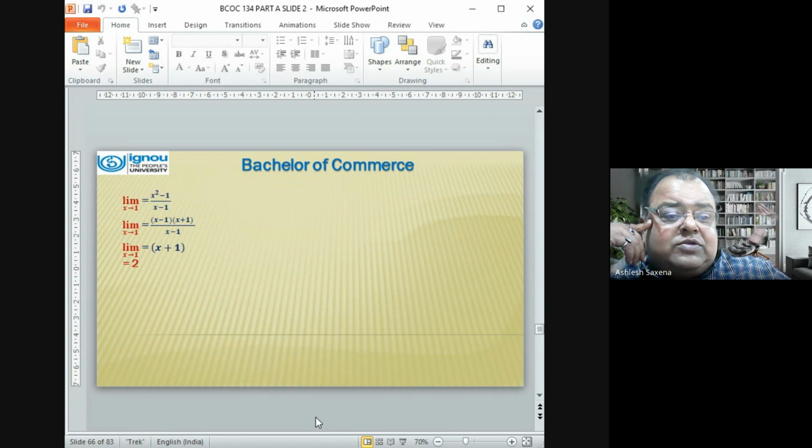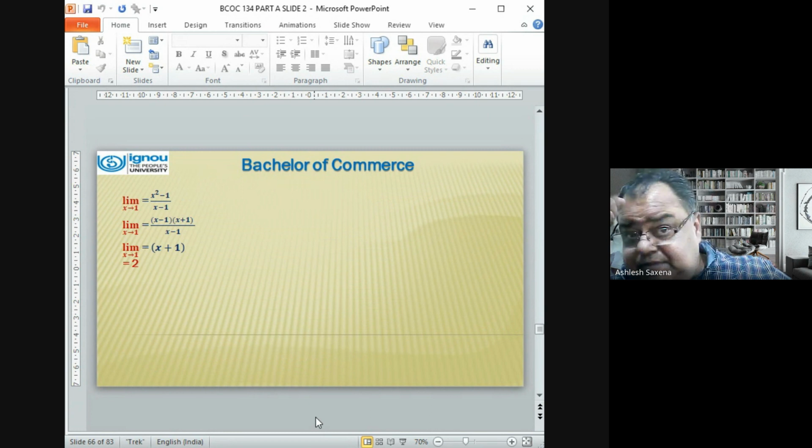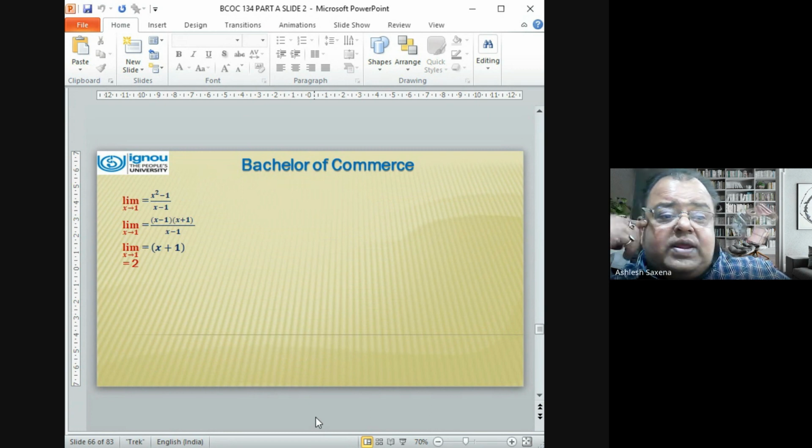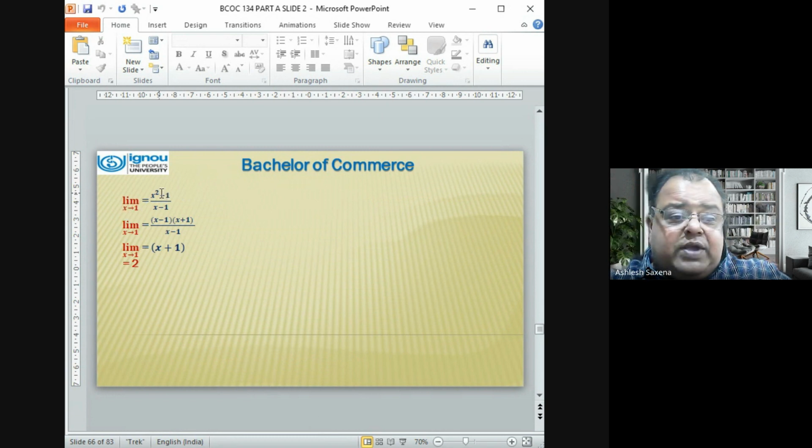Now we have this problem. This is basically the problem that was given to us: limit x tends to 1, x square minus 1 upon x minus 1. First of all, we have to check it. Straight away putting the value of 1 into it, what are we getting? If we put x equal to 1 in this, we are going to get 0. That is of no use.